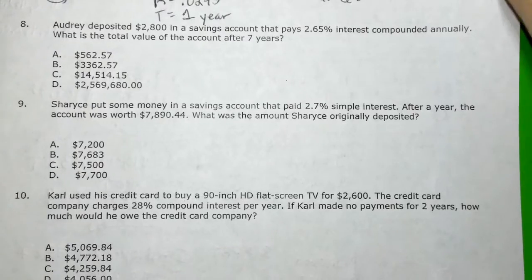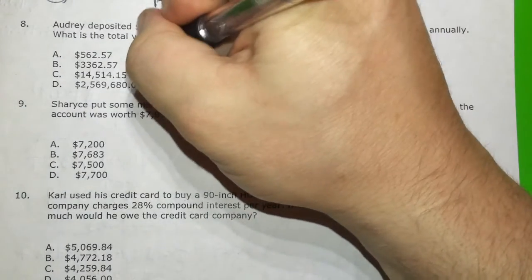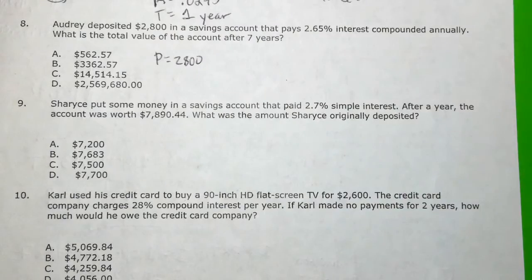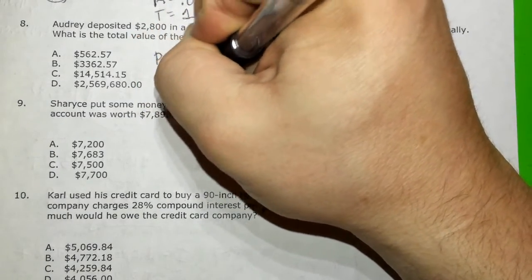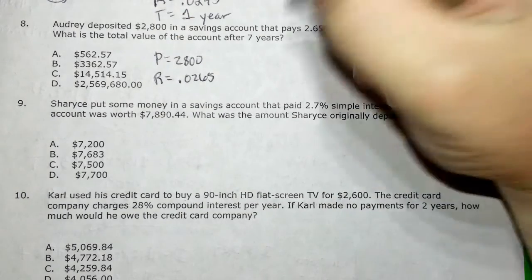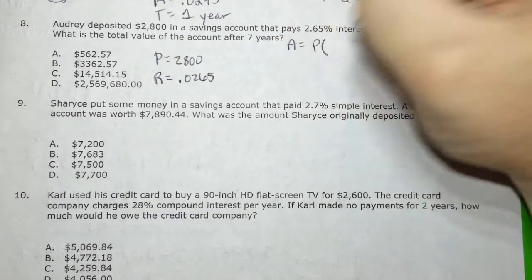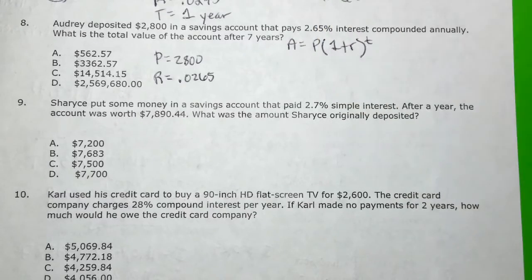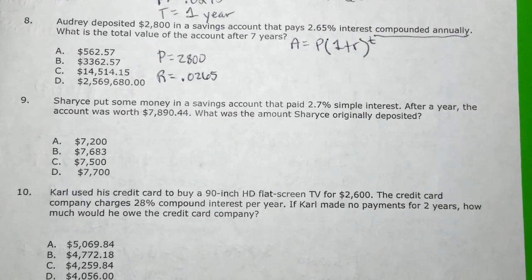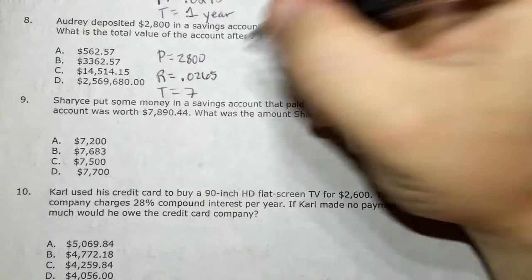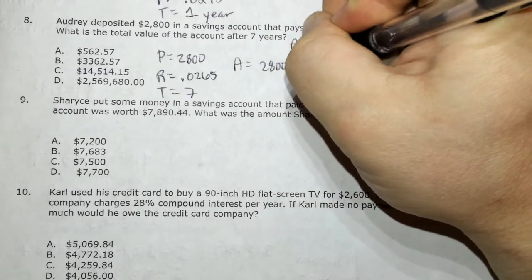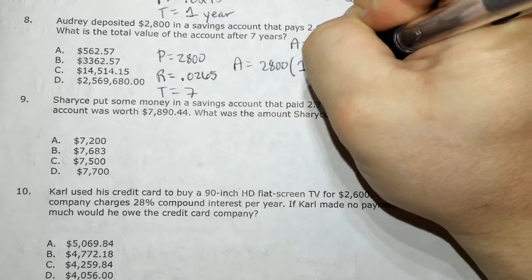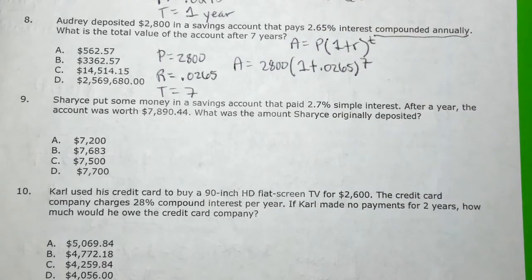Number 8, Audrey deposited $2,800, so we know that's our principal. It pays 2.65% interest, so 0.0265. Compounded annually, so I know I'm going to do A equals P, 1 plus R to the T power because it's compound interest. What is the total value of the account after 7 years? So A equals my principal of $2,800, parentheses 1 plus 0.0265 to the 7th power.